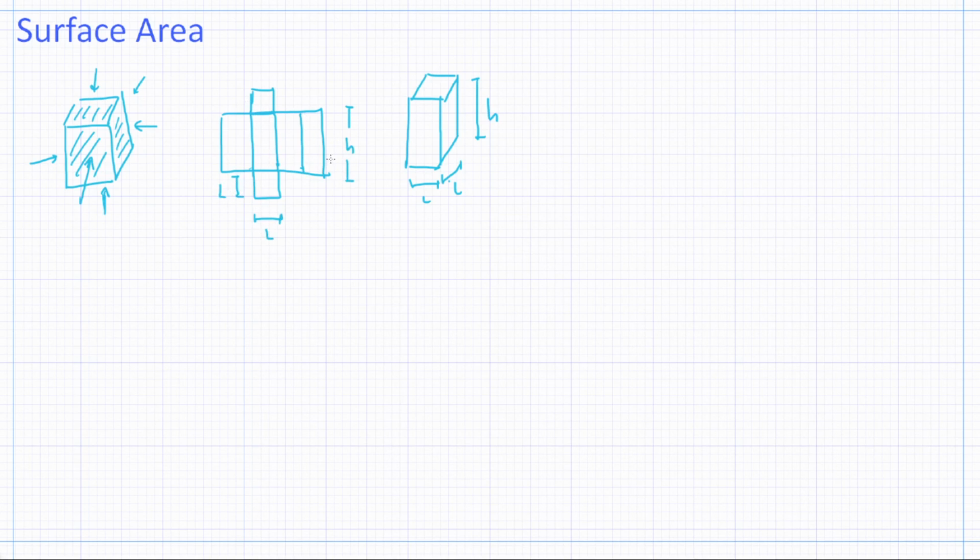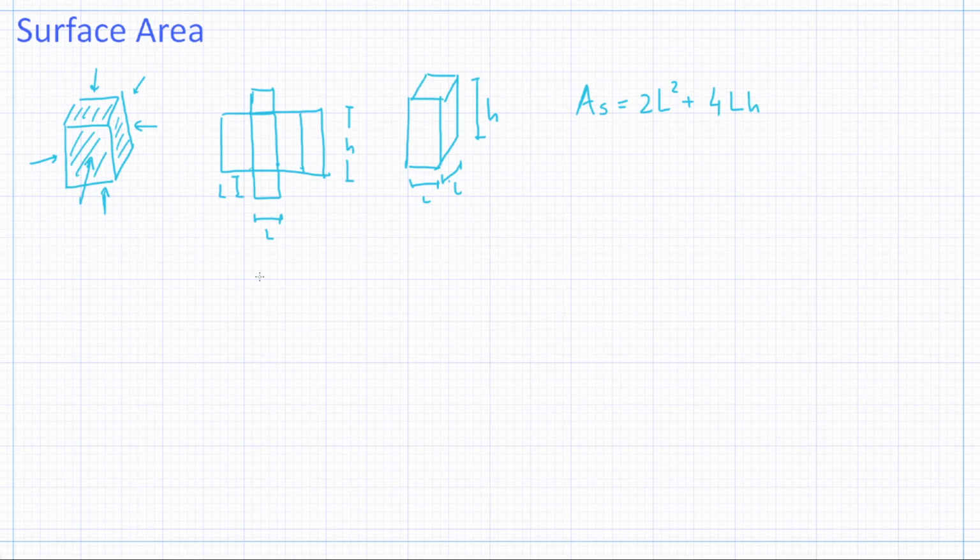So if we work out the area, what would we have? Well, we would have four rectangles which are the same. So the surface area for this object would be two squares. Each square would have area of L squared, and then four rectangles of area LH. L here is the side of the square and H is the height. So fairly simple.